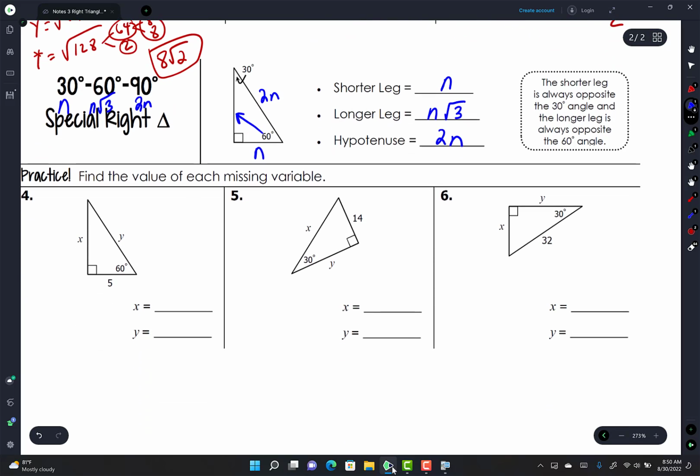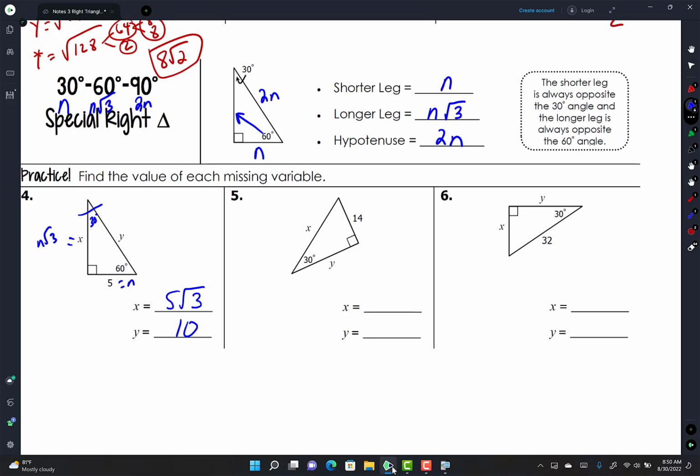60 degrees. They give me the 5, so that means that 5 has to be the short leg. That's your N. So then the X has to be the long leg, so that's going to be N square root of 3. So take the 5 and multiply it by square root of 3. So 5 square root of 3. Leave it alone. And then the Y has to be the hypotenuse, so we're just going to double the 5. Double 5 is 10. Are we okay so far?